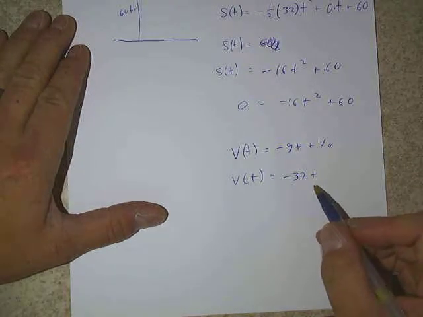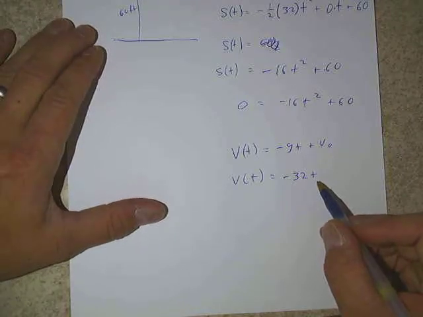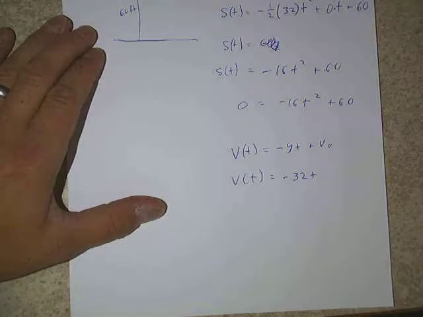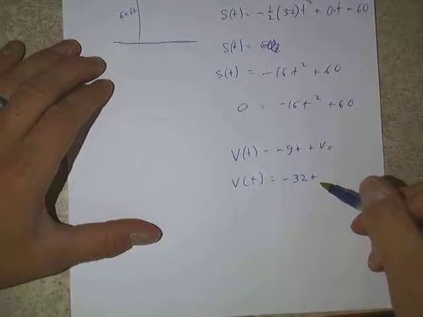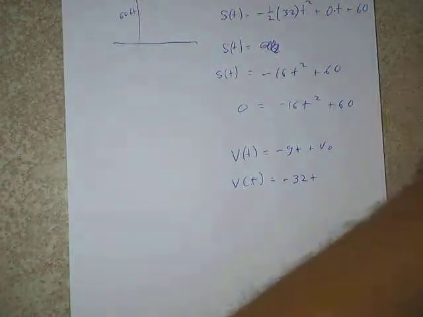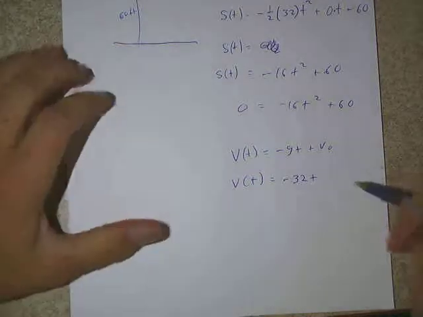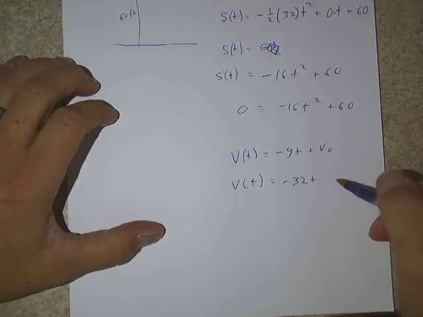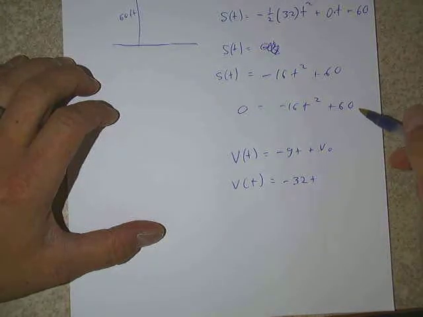We also were given that the velocity formula is negative gt plus v sub 0. So if I want to know the velocity of the rock at any point in time, I would have negative 32t, and that would be it, because what was my v sub 0? It was 0. So if I want to know its velocity when I was at 1 second, it would be negative 32 feet per second. What if I want to know the velocity just the instant before it hits the ground? What would I need to put in here for t?